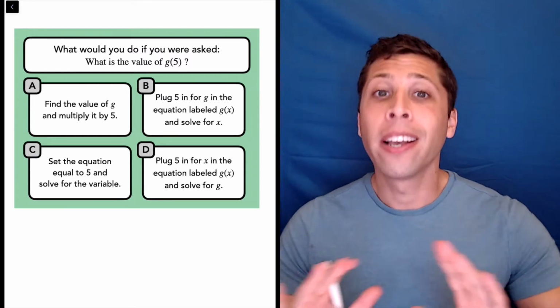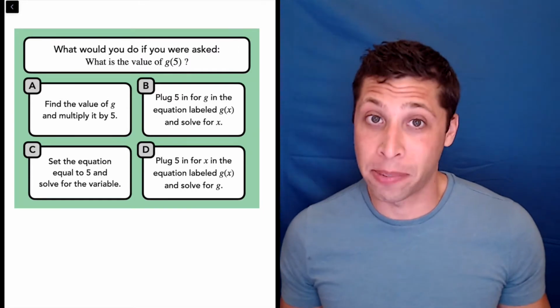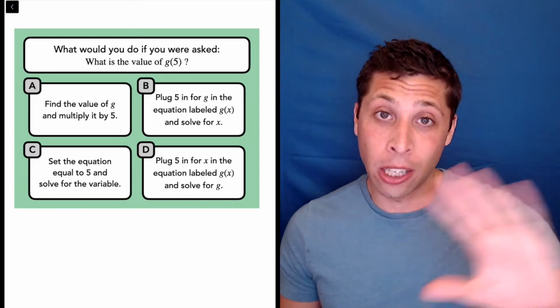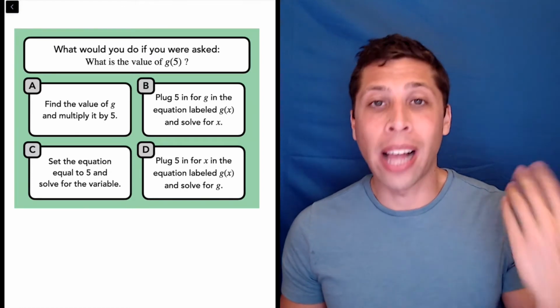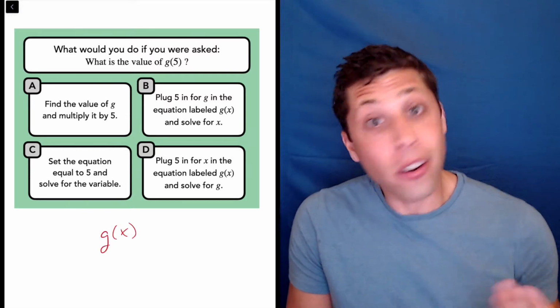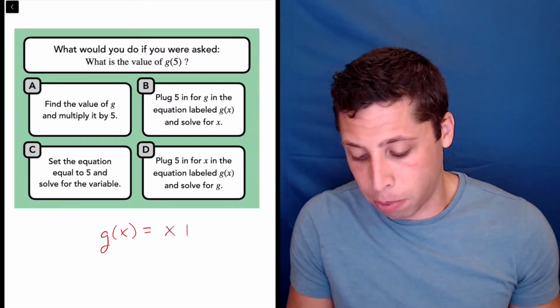No, no, no. This is different. I know it looks like when we have a 5 and an x next to each other, that's 5 times x, 5x. Not the same thing here. This is going to be in a question where most likely we will have an entire equation that's represented or named g. So this might be something like g of x equals x plus 3.